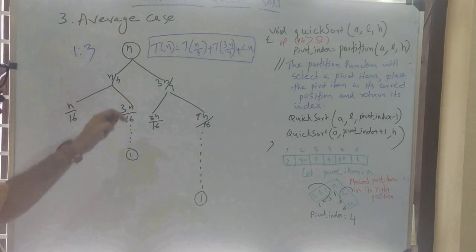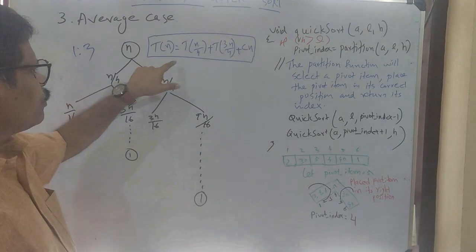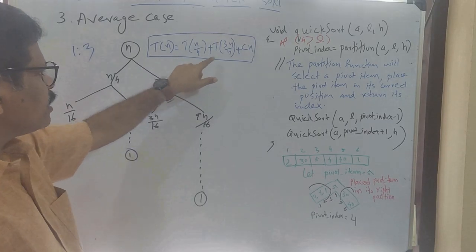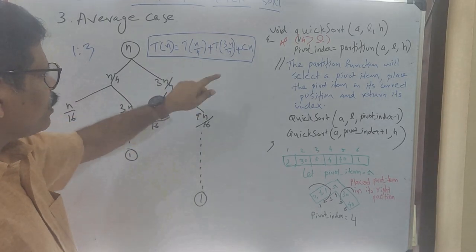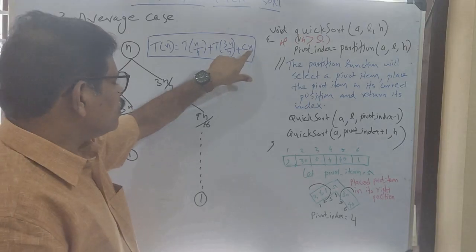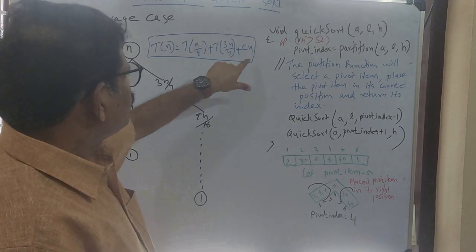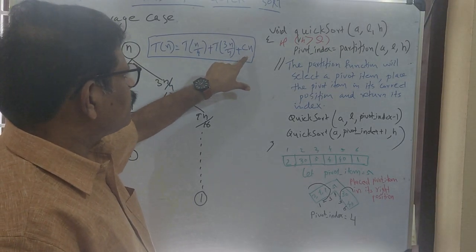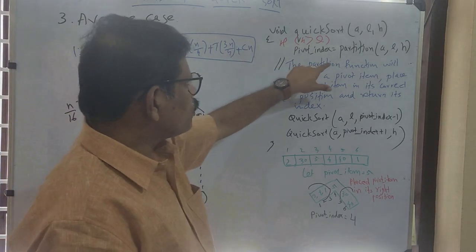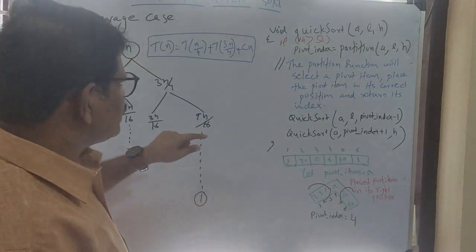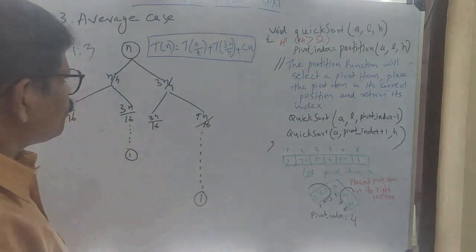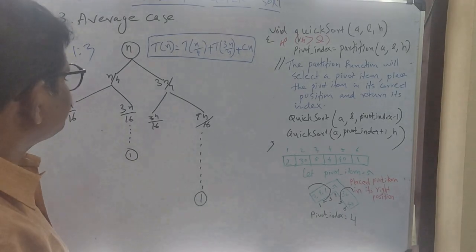The recurrence equation is T of n equal to T of n by 4 plus T of 3n by 4 plus Cn. Cn is the cost of conquering. Here we are doing this partition. The cost of partition is Cn. At every root node we have to do partition.